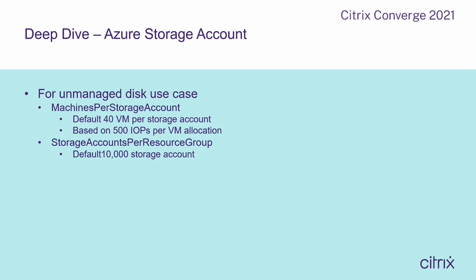One is machines per storage account. By default, it's 40 VMs per storage account. It is based on a 500 IOPS per VM allocation, because each storage account will give you 20,000 IOPS at the max. And then the storage accounts per resource group default to 10,000. Those are the default values. You could change them, but we recommend you don't, based on the recommended best practice.